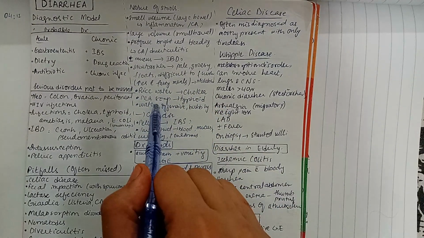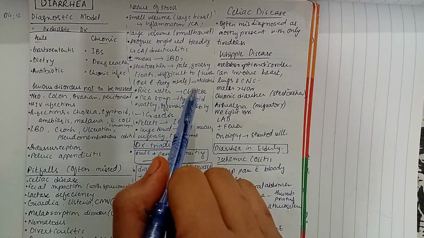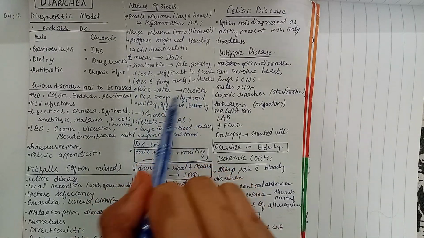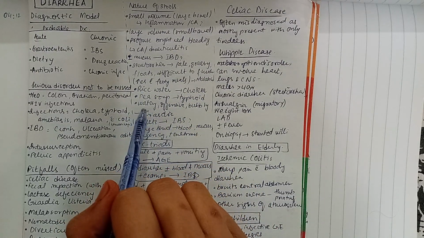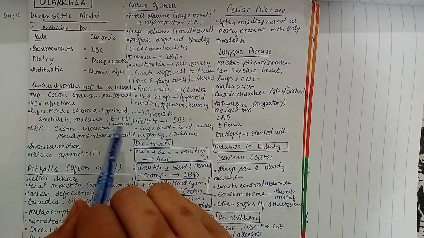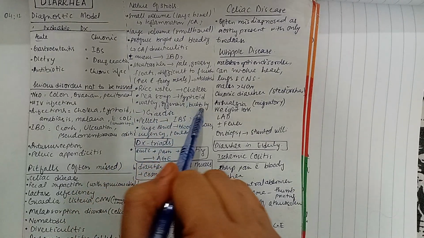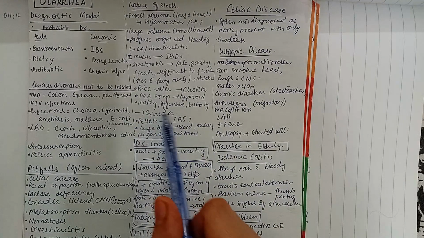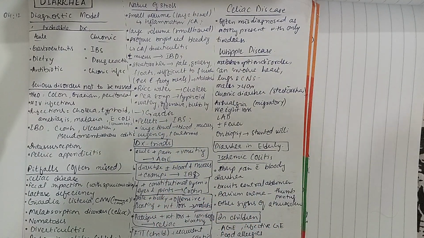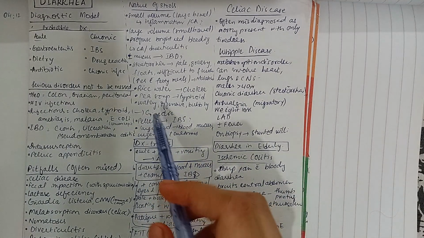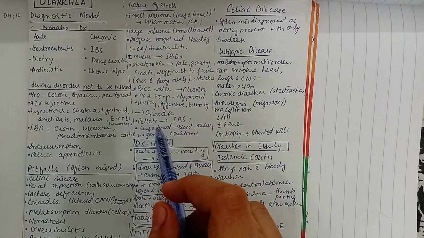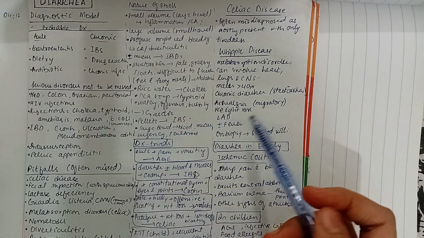Then we have pea soup diarrhea. It can point towards typhoid. And then we have watery, offensive, and bubbly diarrhea. If the word bubbly diarrhea comes, it can point towards giardia. If the patient has stools in the form of pellets, it can be IBS.